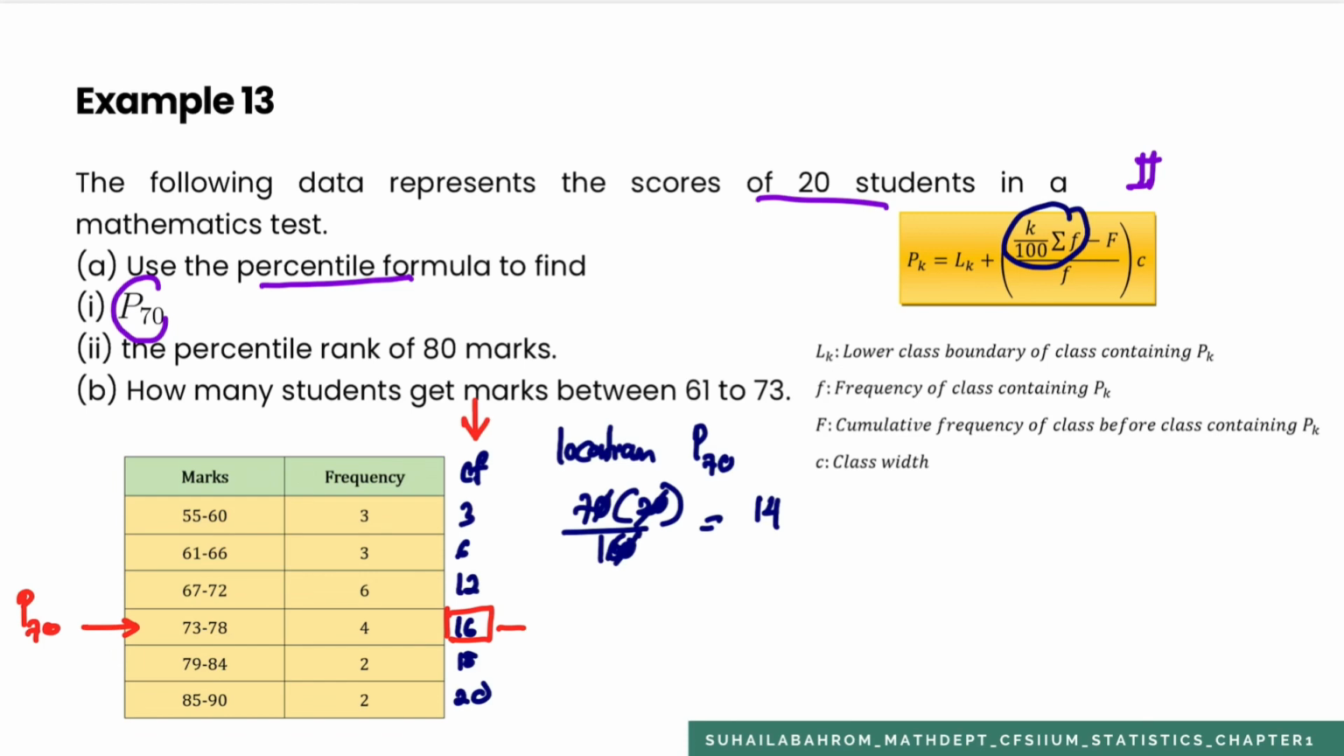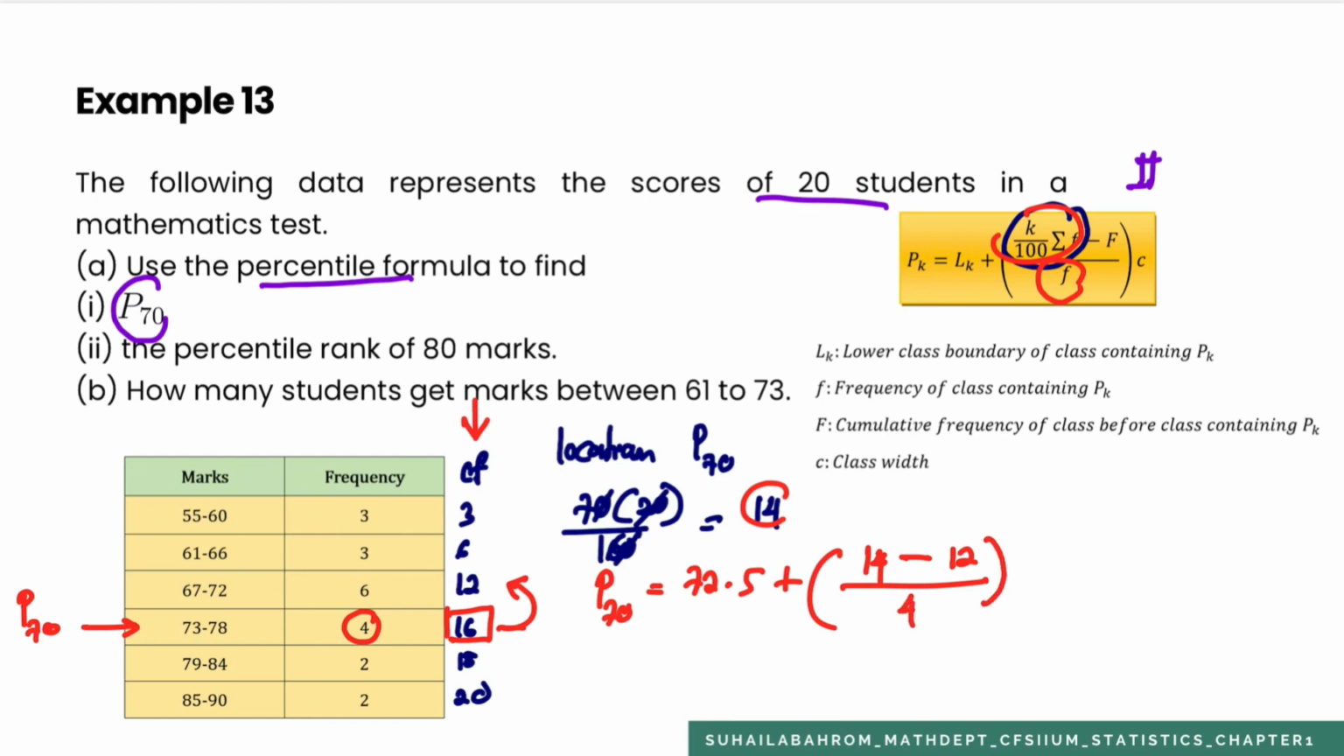Next, we can just apply the formula since we already identified the class. P70 is equivalent to the lower class boundary, 72.5, plus, since you already calculated this part, we can just put the value here, 14, minus the cumulative frequency before the percentile 70 class, which is 12. Small f refers to the frequency of that percentile class, which is 4. And the class width, you can get from the upper class boundary minus the lower class boundary, which is 6.